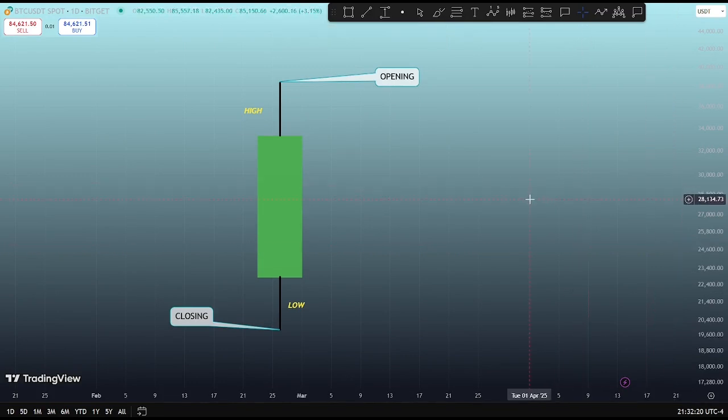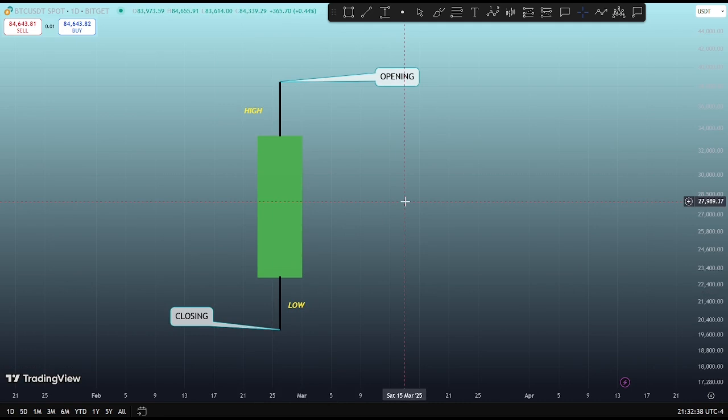So today we are going to study candlesticks and how a candlestick has liquidities. As you can see, we have a candlestick here. This whole part is called the body of the candle. These lines are called the wicks.